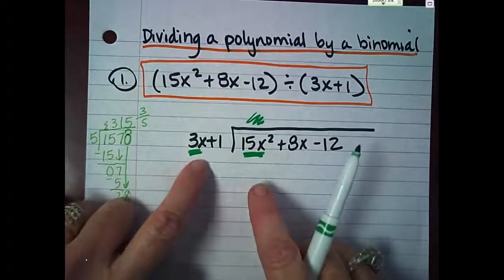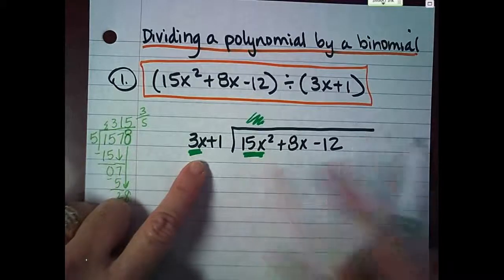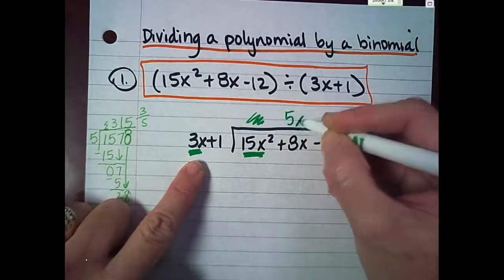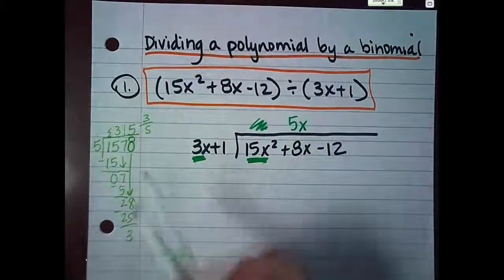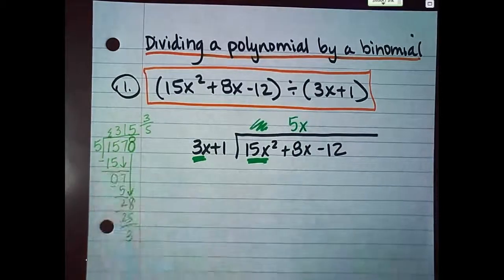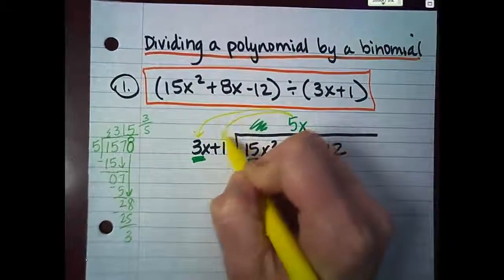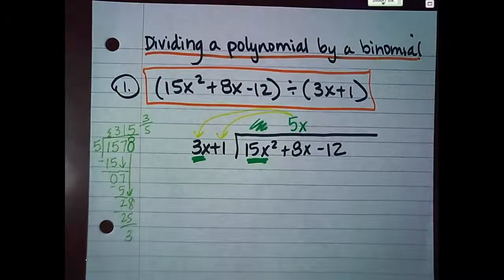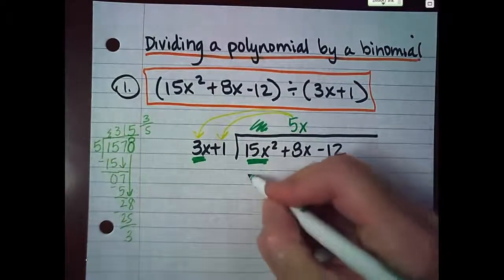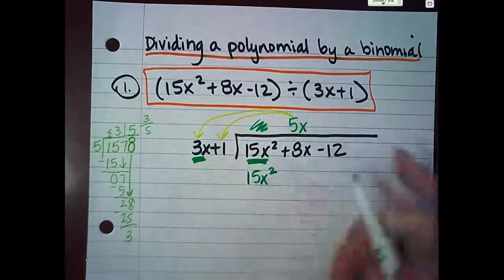But how many times does 3x fit into 15x squared? What do I need to make it perfect? 5 and an x. So you're going to put your 5x up here. And just like our algorithm before, look at our division problem. We did 3 times 5 was 15. Okay, you do the same thing. You're going to say, all right, except we have a binomial, so we're going to multiply by 2 things. So 5x times 3x is 15x squared. And then 5x times 1 is 5x.